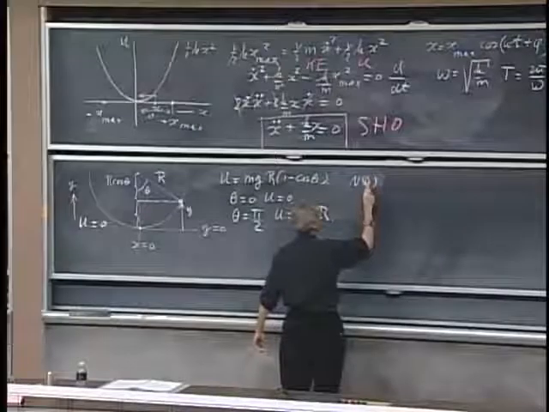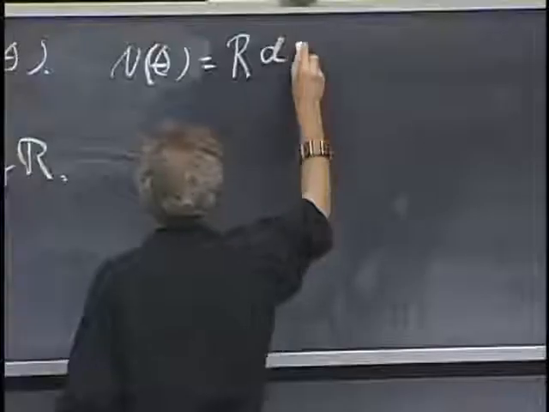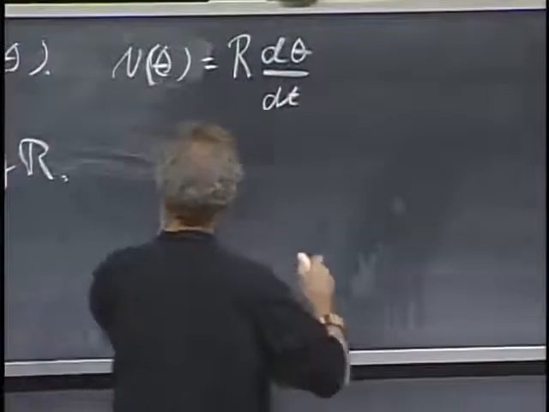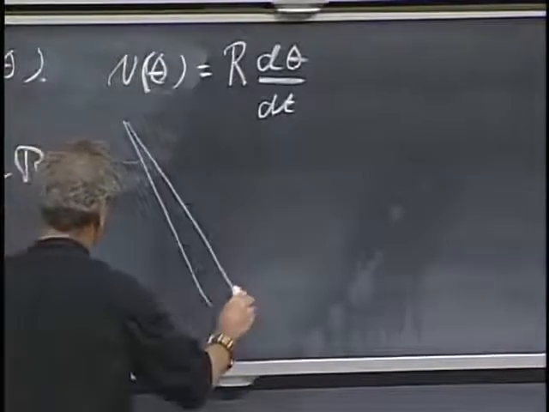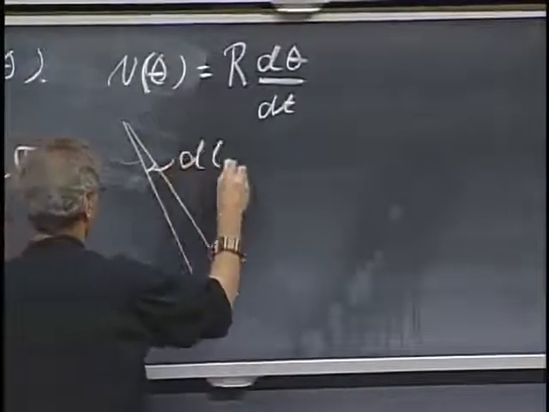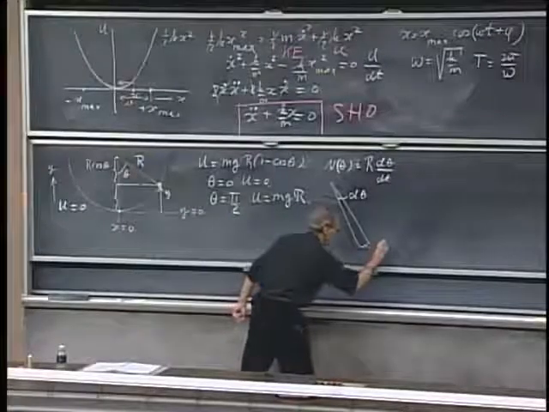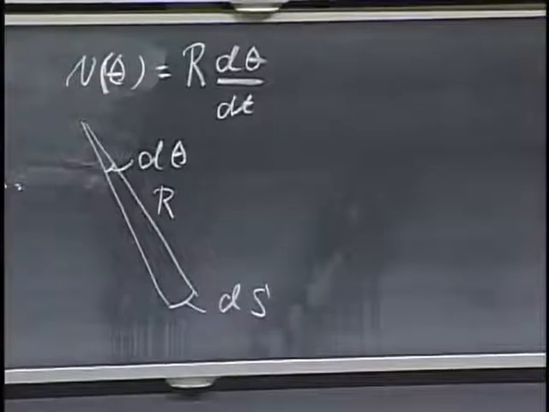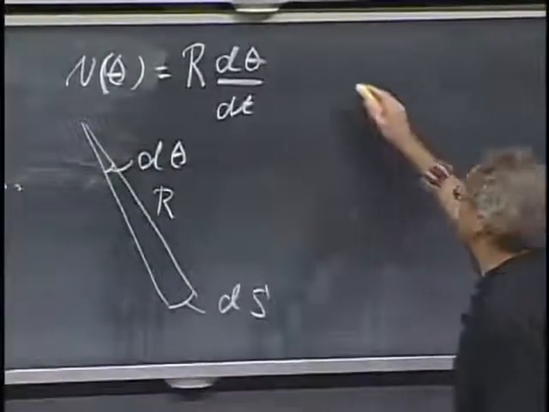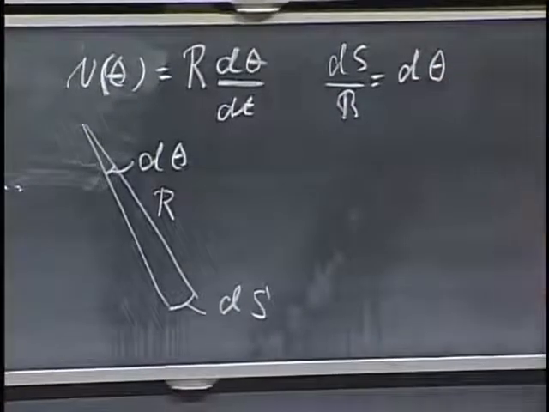The velocity of that object as a function of theta is given by r d theta/dt. And I can make you see that very easily. Let this be the angle d theta. So it moves in a short amount of time over an angle d theta. The arc here is ds, and the radius is r. The definition of theta, which is in radians, is that ds divided by r equals d theta. That's our definition of radians.